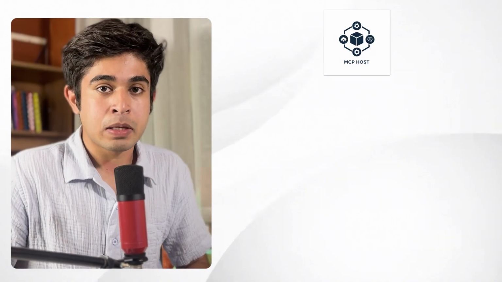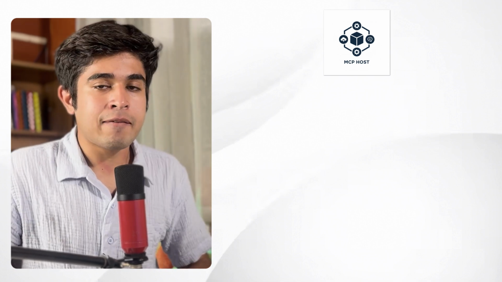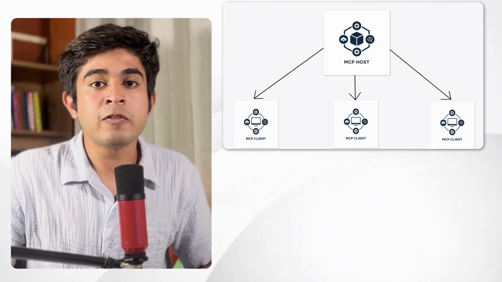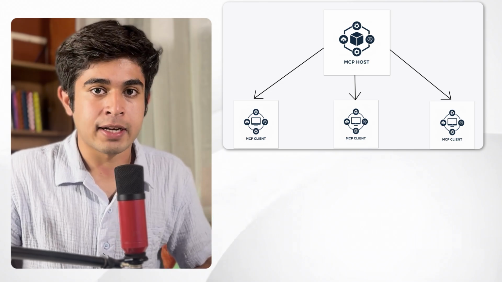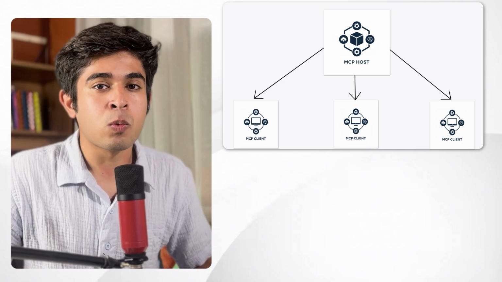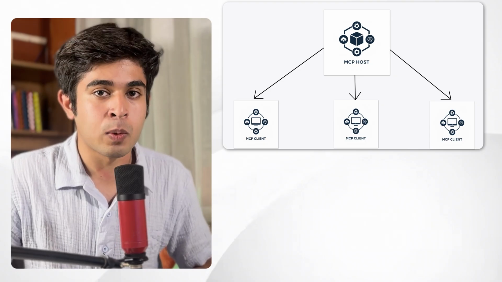First, we have the MCP host. Think of it like the director of a movie. It's the one orchestrating everything. Next, we have the MCP client. Think of this as the assistant director. For every server that the host connects to, it spins up exactly one client. So it's one client per server. It's always a one-to-one relationship.